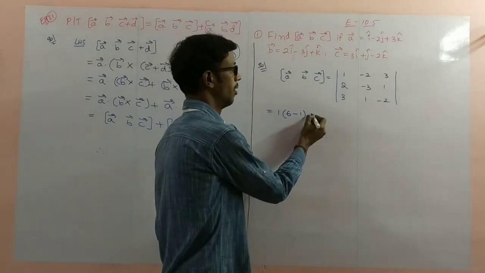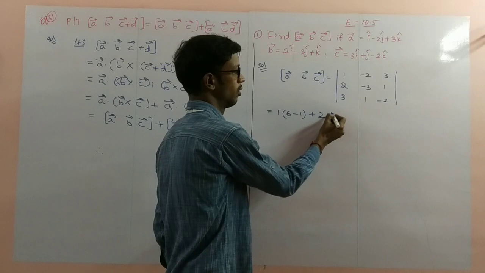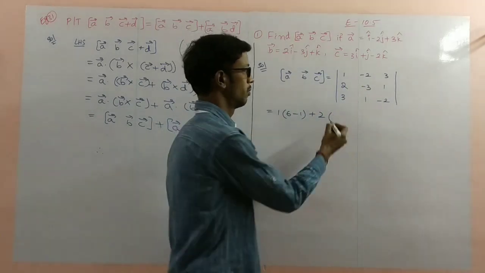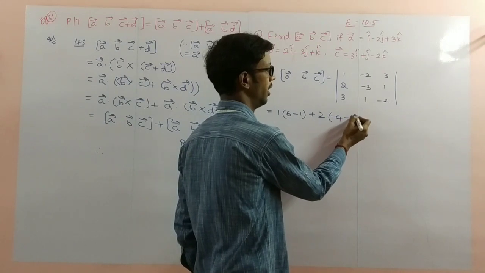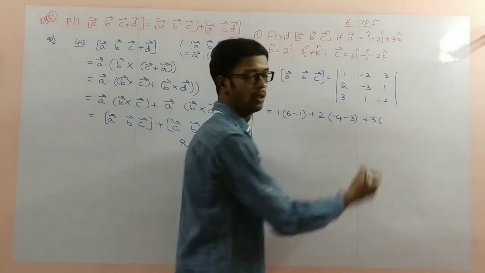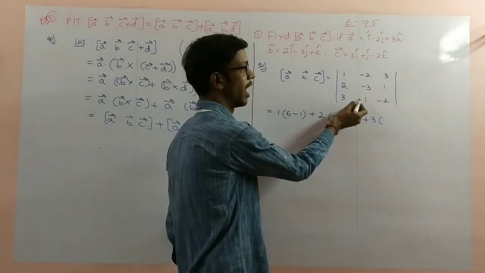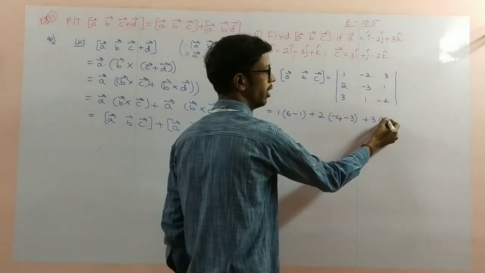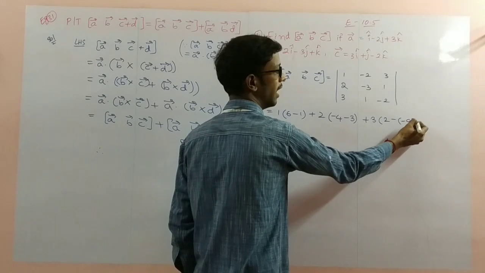Minus 1, the minus sign is there, so plus 2. Plus 2 into: 2 into minus 2 is minus 4, and minus 3. Plus 3 into: cross multiply, removing the first row and last column, 2 into 1 is 2, minus of minus 9.